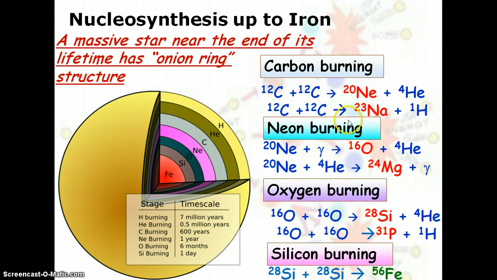So here you see a couple of examples of some of the reactions that occur in the carbon, neon, oxygen, and silicon layers of the star. Okay, so fusion is very important in the solar system.